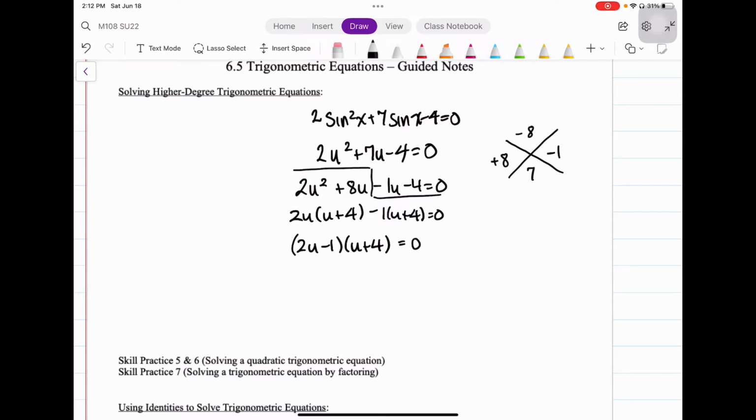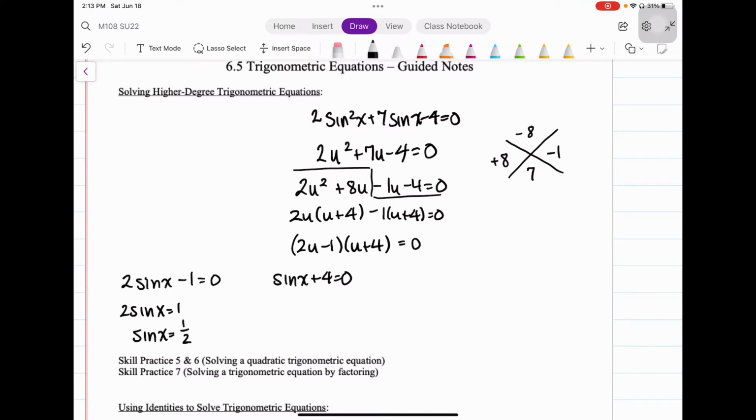But u is sine of x. So this is saying that 2 sine of x minus 1 equals 0 and sine of x plus 4 equals 0. You then isolate the trigonometric function and you solve for that in the general solution. So 2 sine of x equals 1. So sine of x equals 1/2.